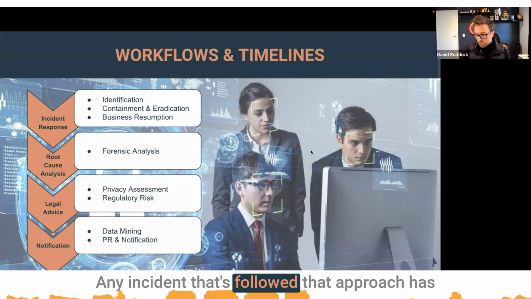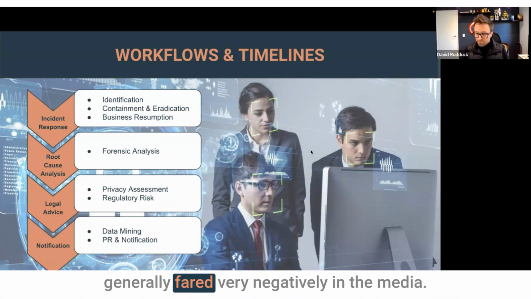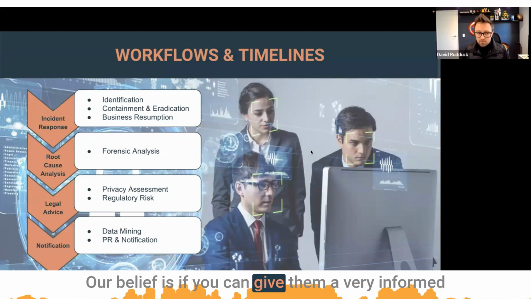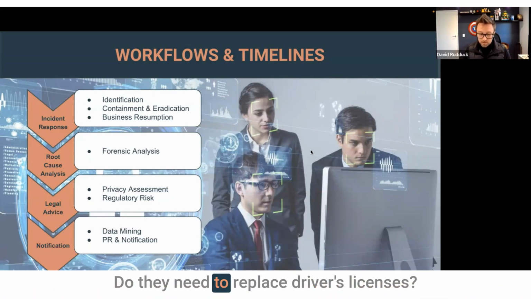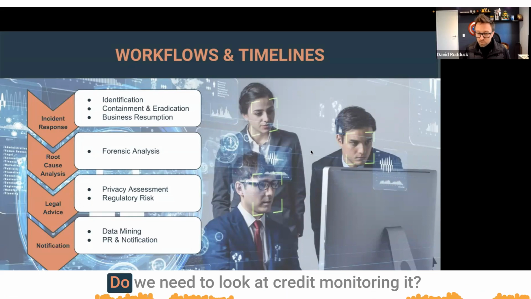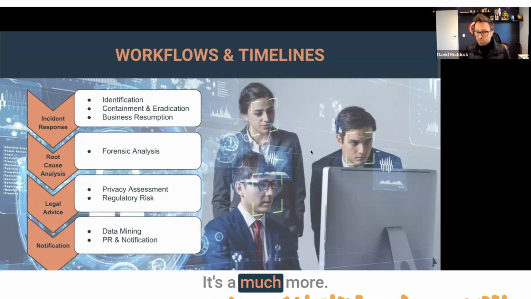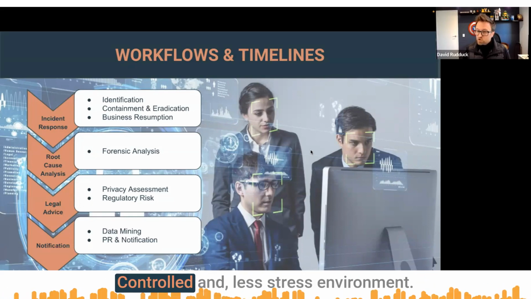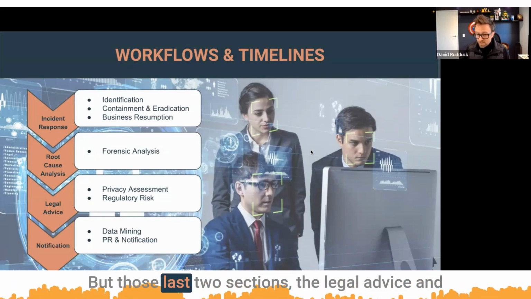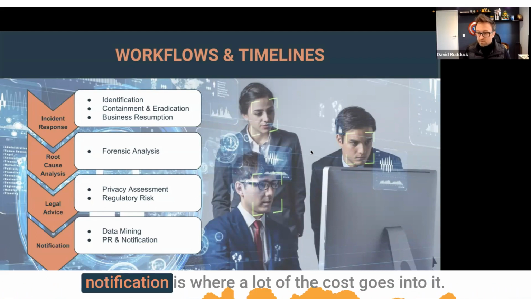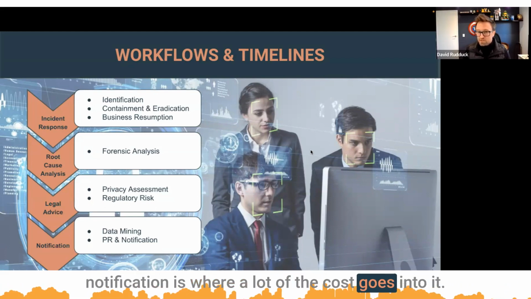Any incident that's followed that approach has generally fared very negatively in the media. Our belief is if you can give them a very informed approach, then they know what to look for. Do they need to replace driver's licenses? Do we need to look at credit monitoring? It's a much more controlled and less stressful environment. But those last two sections, the legal advice and notification, is where a lot of the cost goes into it.